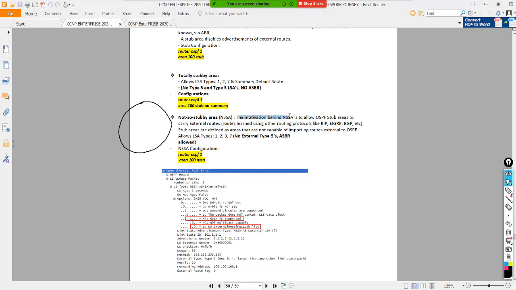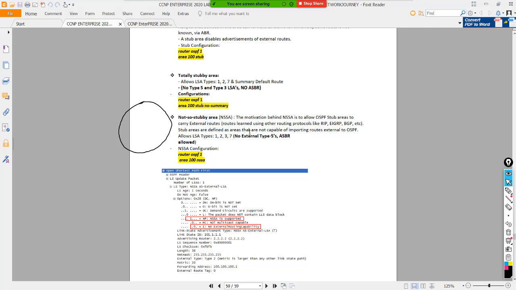So why do we need not so stubby area? The motivation behind not so stubby area is to allow the stub areas to carry external routes. Basically, stub would change the behavior. Stub would have blocked it, but with the help of NSSA, I'm going to make this stub carry the external routes, routes learned using other routing protocols. Stub areas are defined as areas that are not capable of carrying. Okay.